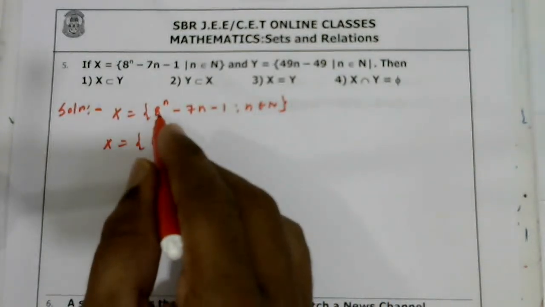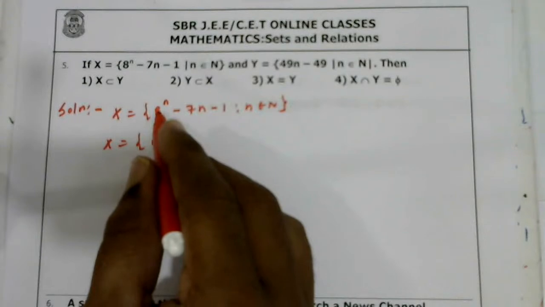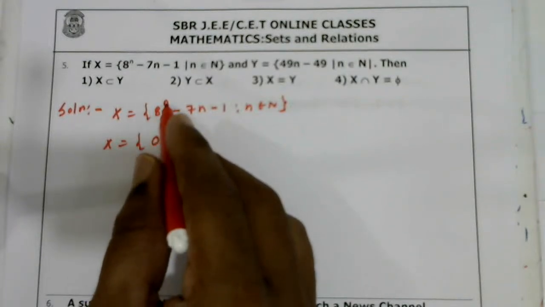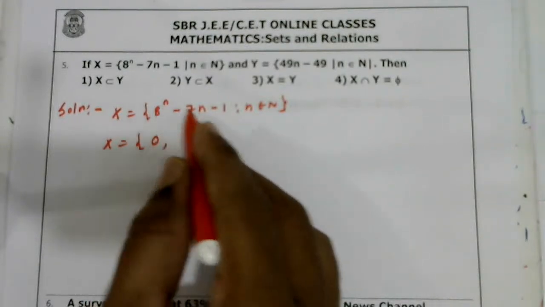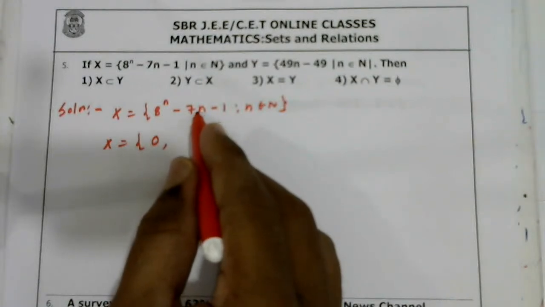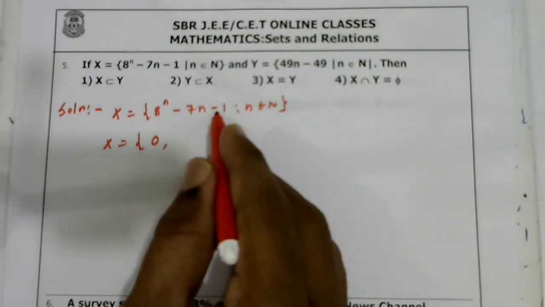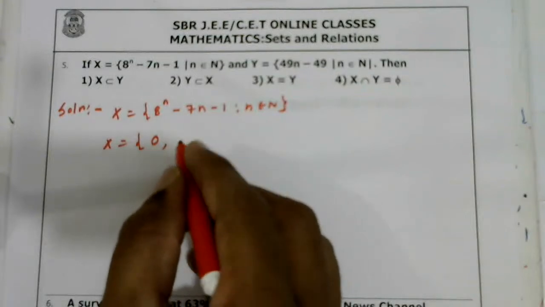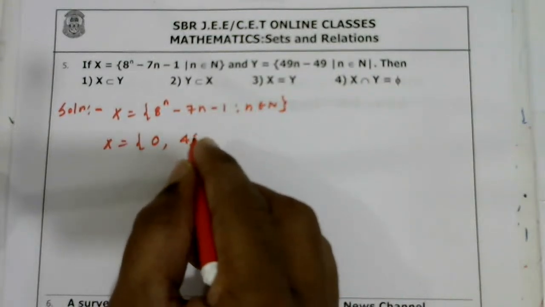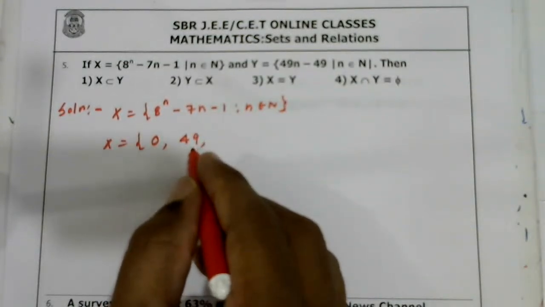Next, let us substitute n is equal to 2, right? 8 power 2, 8 square is 64. 7 twos are 14. 64 minus 14 minus 1, minus 15. 64 minus 15 is what? 49. I'm getting 49 when I put n is equal to 2.